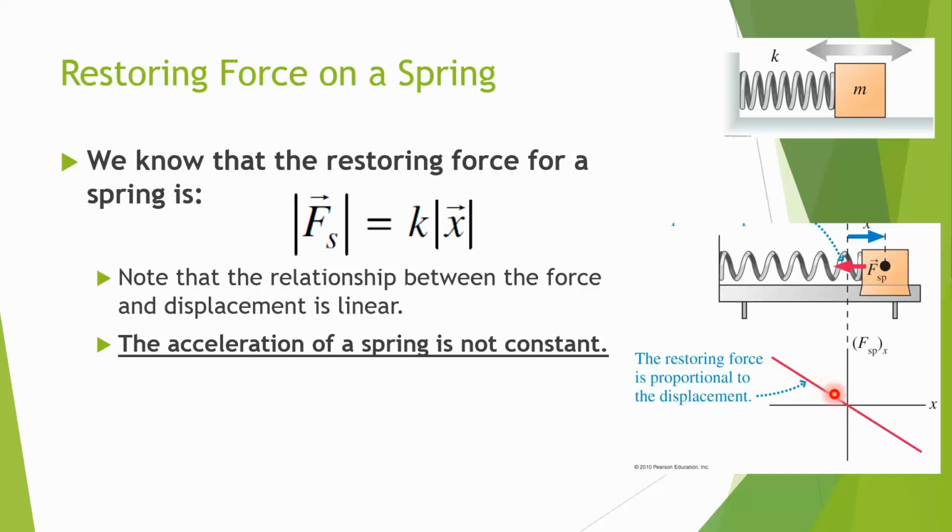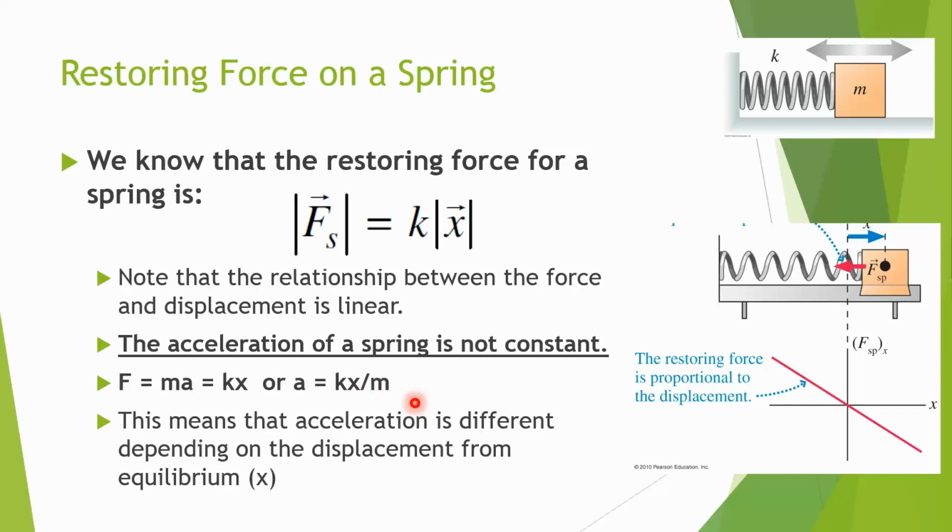Then it decreases, and then it will increase in magnitude. So because the force is equal to mass times acceleration, and mass times acceleration equals k times x, the acceleration depends on the displacement. So if the displacement is negative, you could have a negative acceleration. You also will have an acceleration whose value will change depending on the x value, so it is not a constant. It depends on the displacement from equilibrium.